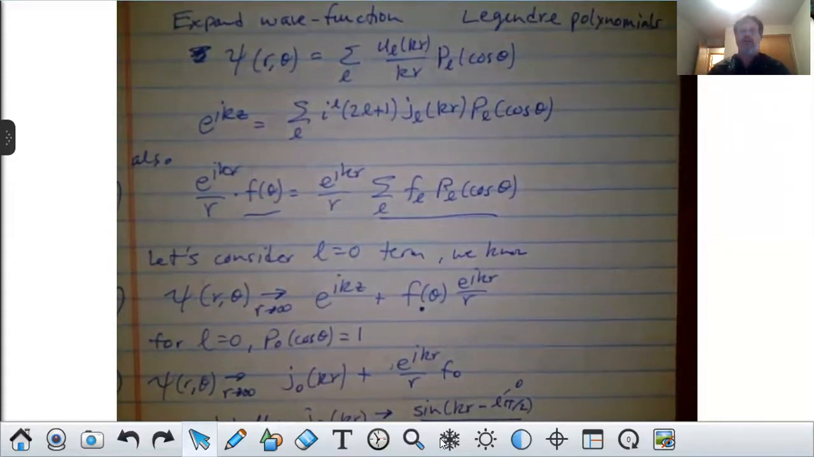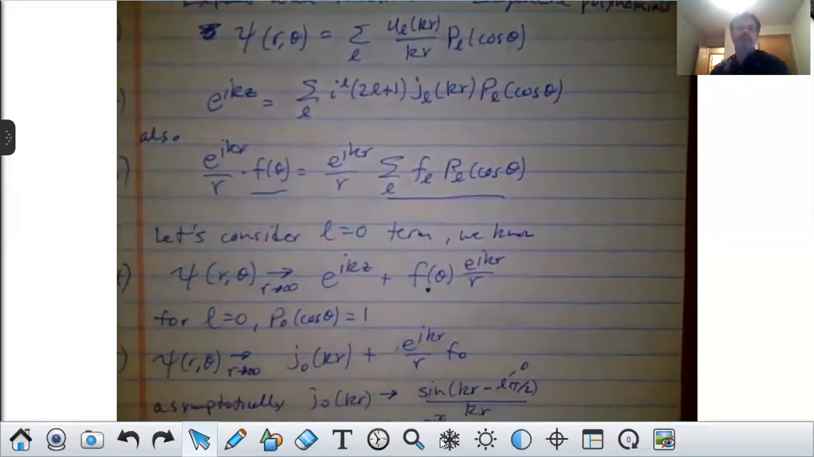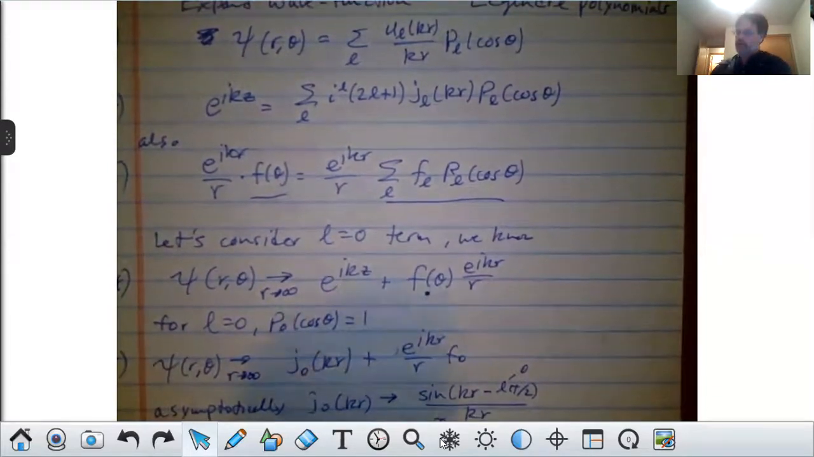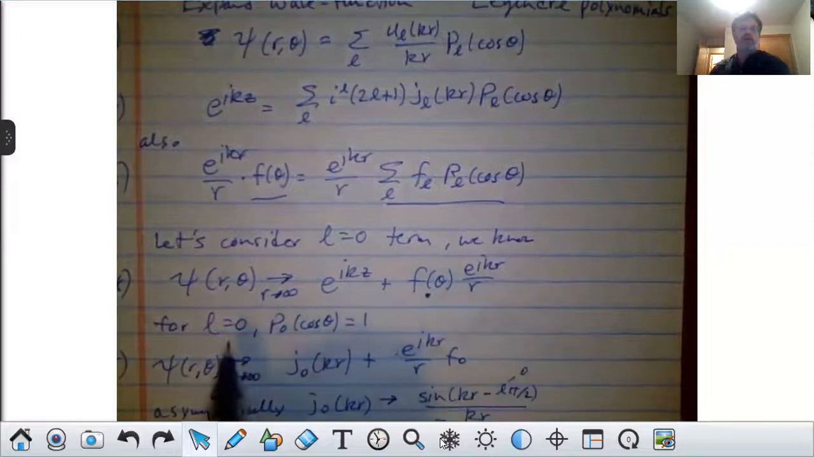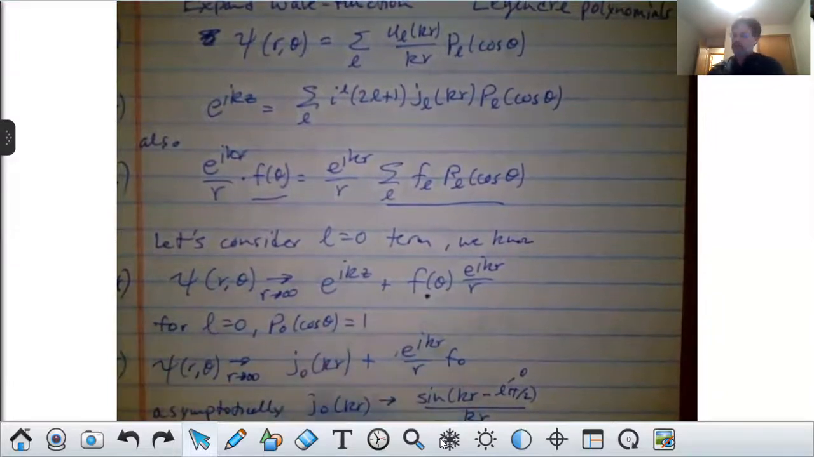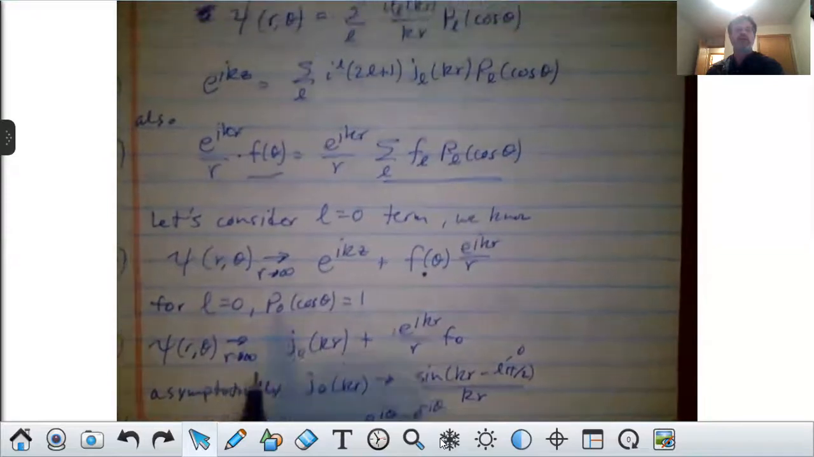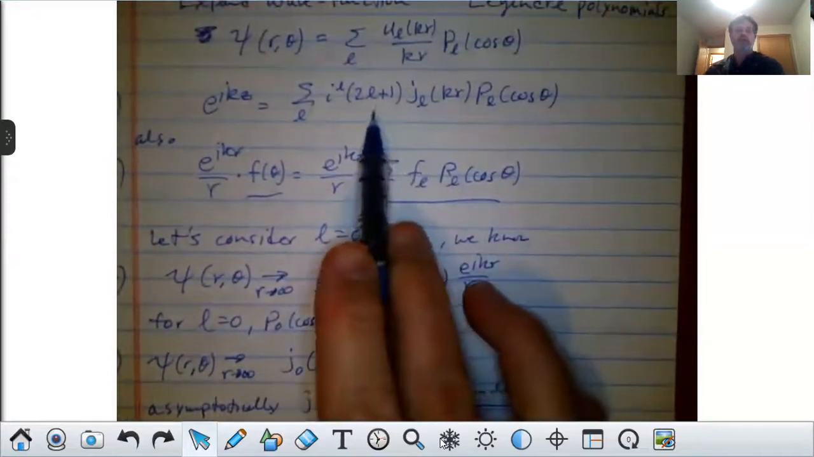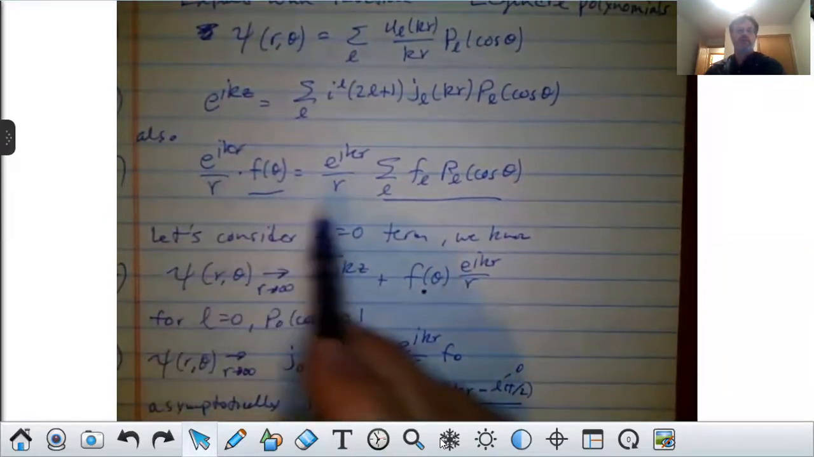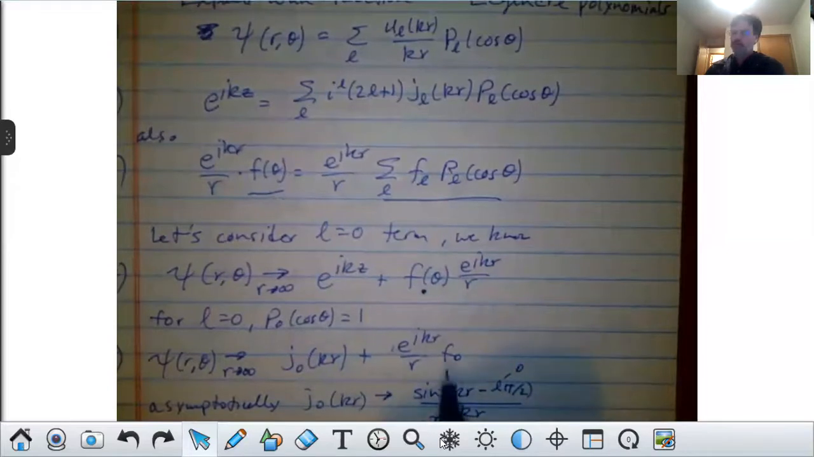I want to get to the main point if I can, while at the same time going through a bit of the mathematics. When you deal with the L equals 0 term in this asymptotic form, it turns out for L equals 0, P0, your Legendre polynomial, is 1, right? And it turns out psi of r and theta goes as just j0, for L equals 0, plus e to the ikr over r times f0, only our L equals 0 part of the scattering amplitude.